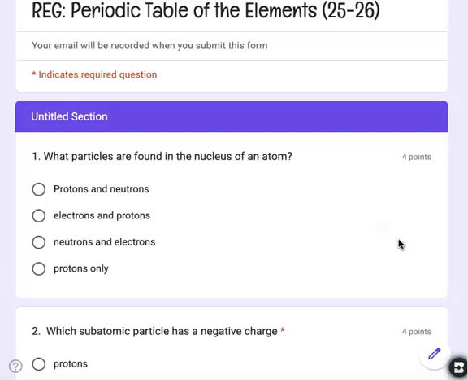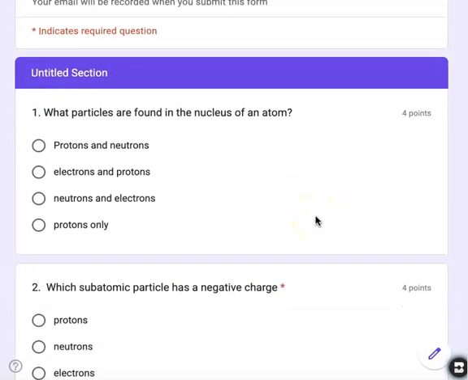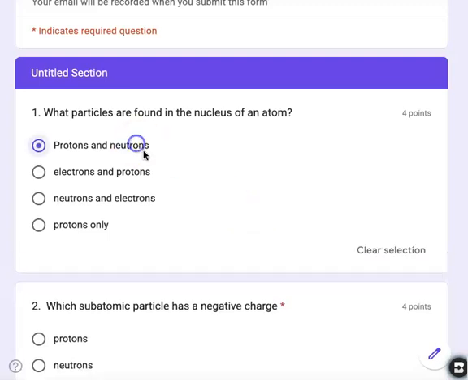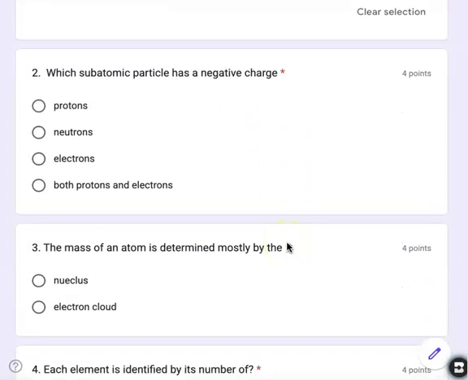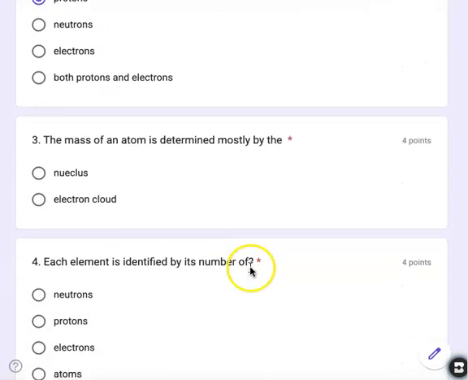All right, number 1. What particles are found in the nucleus of an atom? Protons and neutrons, electrons and protons, neutrons and electrons, protons only. 2. Which subatomic particle has a negative charge? Protons, neutrons, electrons, both protons and electrons. 3. The mass of an atom is determined mostly by the nucleus, electron cloud.